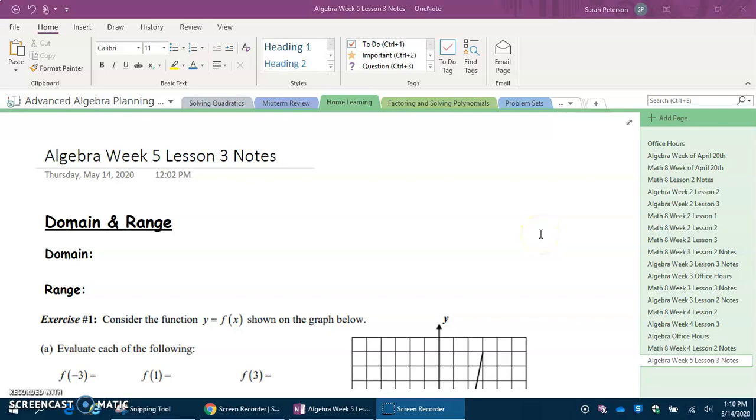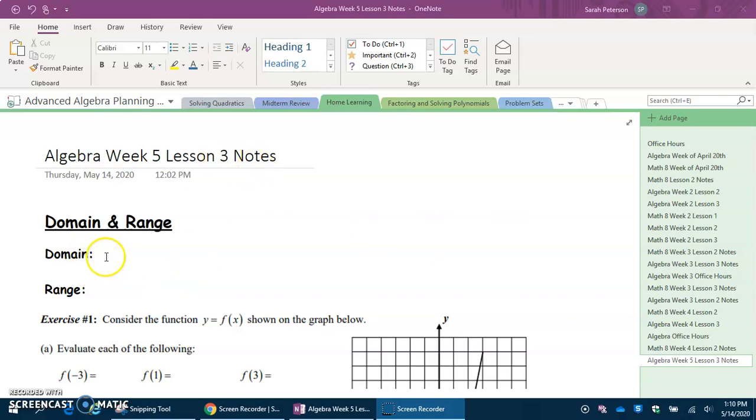Okay, in today's lesson, we're going to do what's called domain and range. And in the past two lessons, you guys have looked at average rate of change and just inputs and outputs and evaluating functions. So that's all going to come in handy during this lesson here. So let's first start by defining what domain and range actually is.